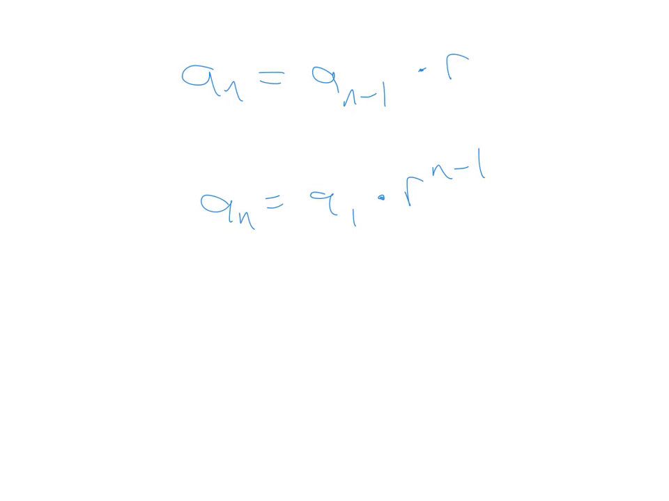So recursively means we need to know the previous term to find the next term. So if we want to find the next term, a sub n, we need to know the term right before it, a sub n minus 1, and we need to multiply that by the common ratio. Explicitly, we can find any term in the sequence if we know the first term, and we multiply that by the common ratio to the term number minus 1 power.